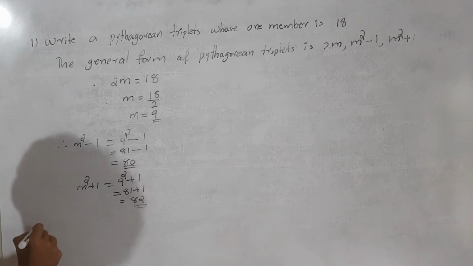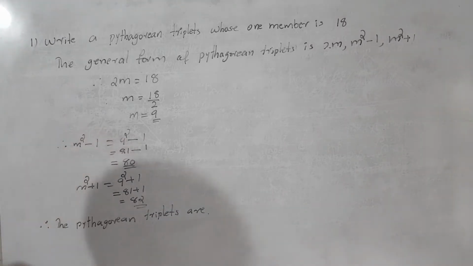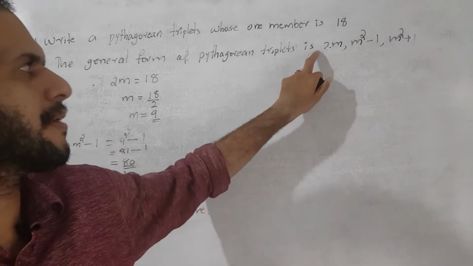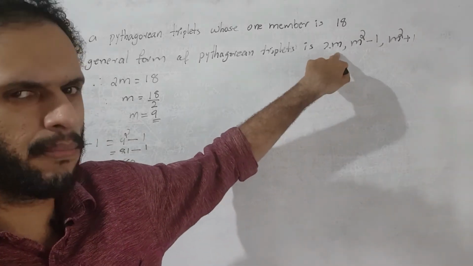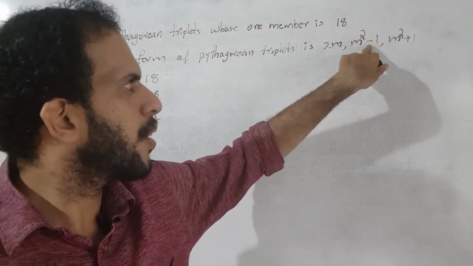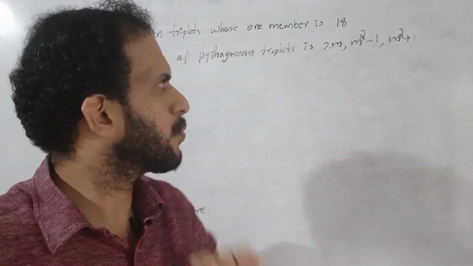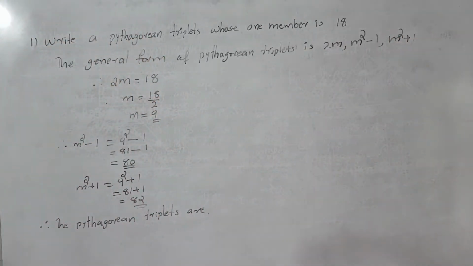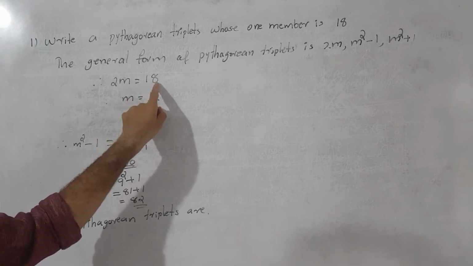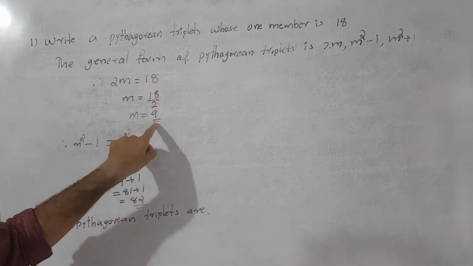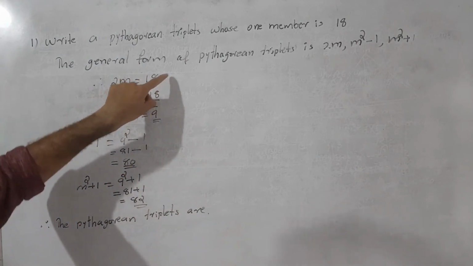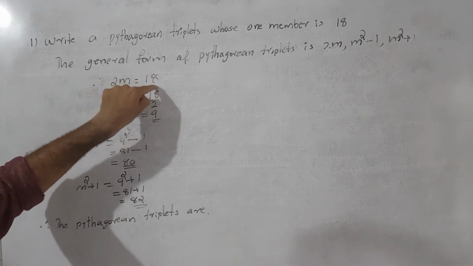Therefore the Pythagorean triplets are 2m, m square minus 1, m square plus 1. Then for this, what is 2m? 2m is equal to 18, not 9. 2m value is 18. So the first member is 18.